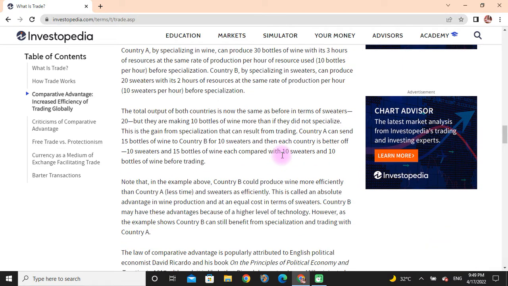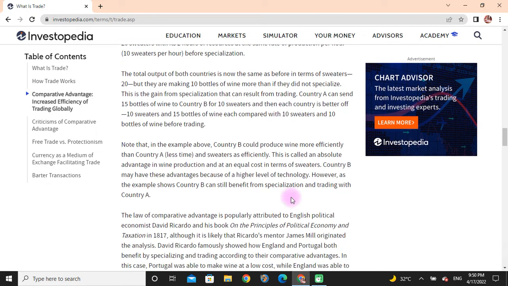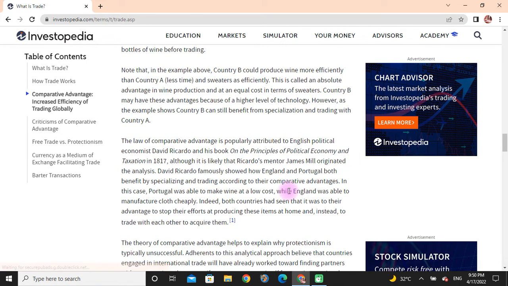Note that in the example above, country B could produce wine more efficiently than country A, in less time, and sweaters as efficiently. This is called an absolute advantage in wine production, and at an equal cost in terms of sweaters, country B may have this advantage because of a higher level of technology. However, as the example shows, country B can still benefit from specialization and trading with country A. The law of comparative advantage is probably attributed to the English political economist.